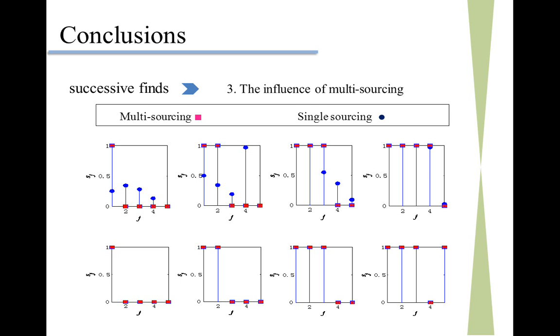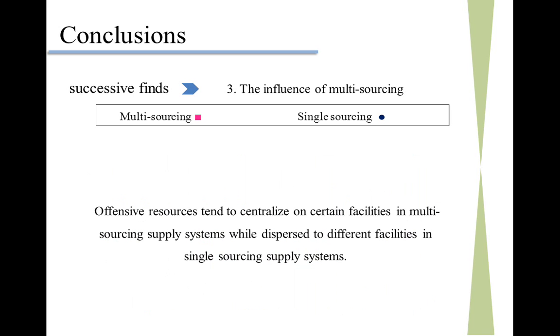From the figure on this slide, we find that the vertical locations of the points representing results of single selling are diverse relative to those of multi-selling. Therefore, the conclusion is that offensive resources tend to centralize on certain facilities in multi-selling supply systems, while dispersed to different facilities in single selling supply systems.